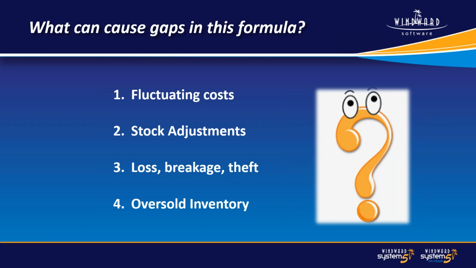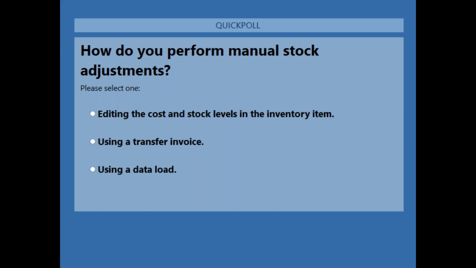I'm also curious about this. It might just guide my last few minutes of presenting here. How do you perform manual stock adjustments? Do you go into the inventory item and edit it and go to the cost and stock levels and adjust it? Do you use a transfer invoice, which is probably your best bet? Some people even load in new values over top.